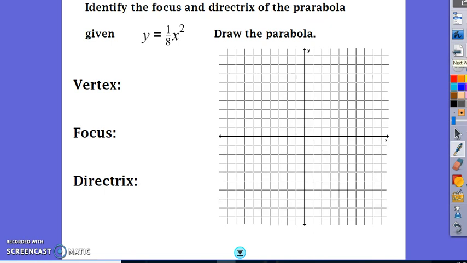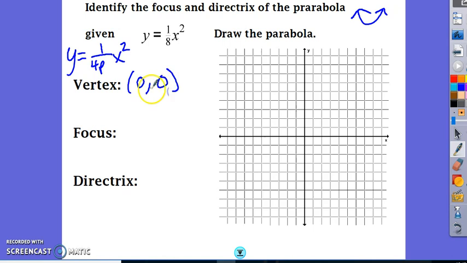This is a y equals, so it will open along the y-axis, and since it's a positive leading coefficient, it will be opening up. So our general form of this parabola would be 1 over 4p x squared. Our vertex in these parabolas is going to be centered at 0, 0. We have not shifted these parabolas at all. There is no h or k value. All of the vertexes in these notes will be centered at 0, 0.